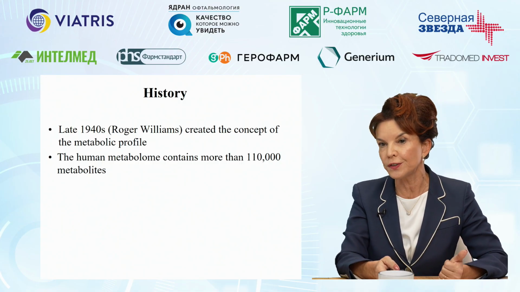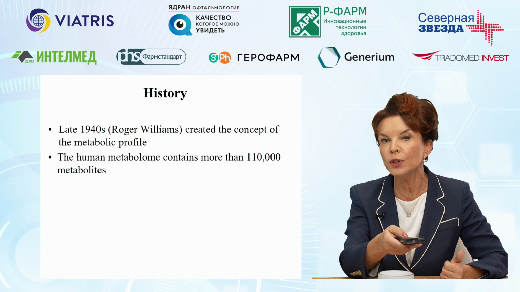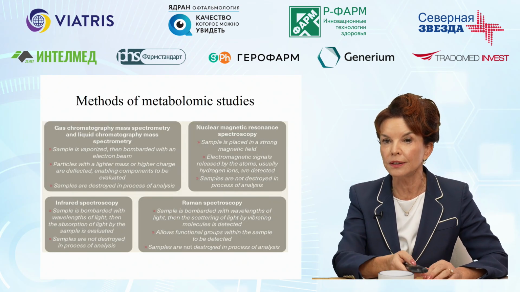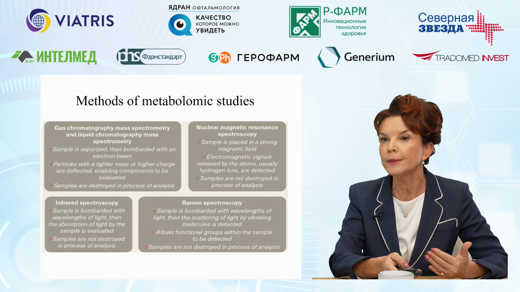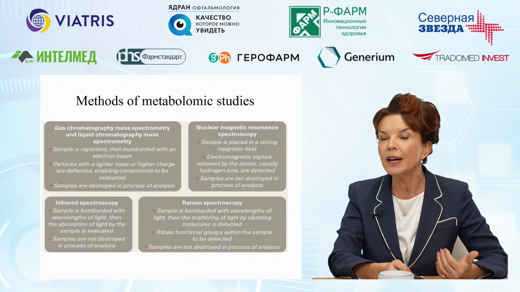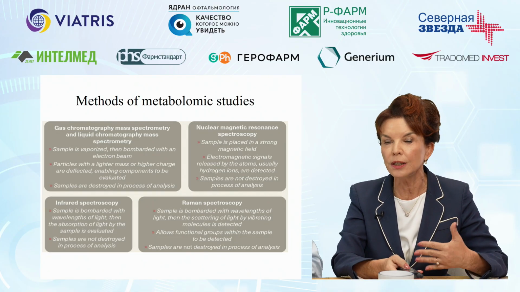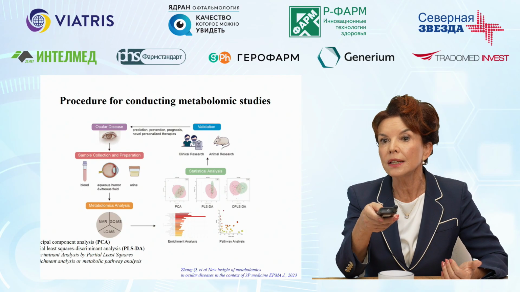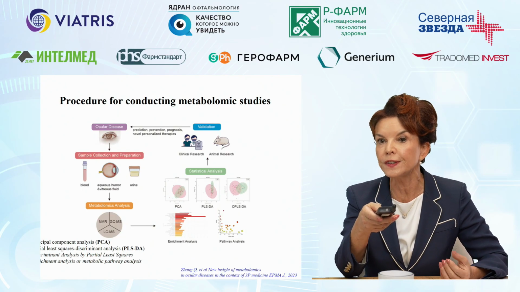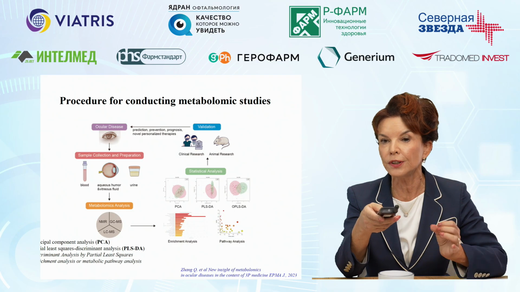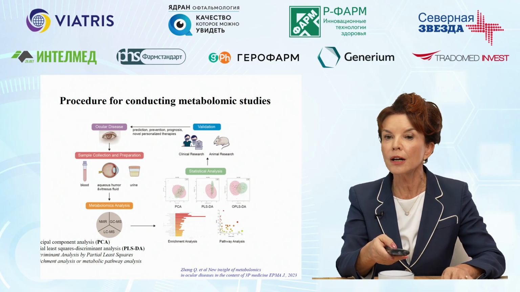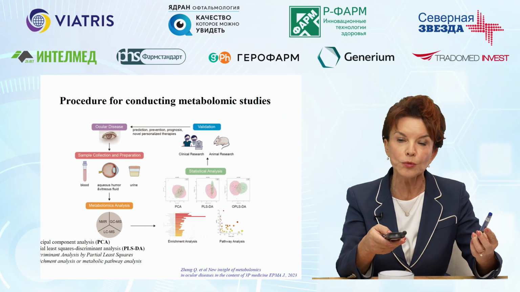Now, when we have such methods, and when we studied the human metabolome, it turned out that it contains more than 100,000 metabolites. These methods, such as gas spectrography, mass spectrometry, nuclear magnetic resonance spectroscopy, and some other methods, have opened new vistas in studying of metabolites simultaneously in one drop of physiological material.